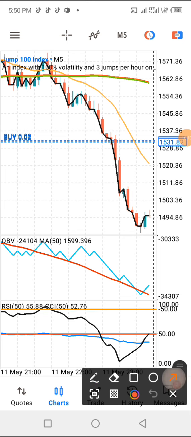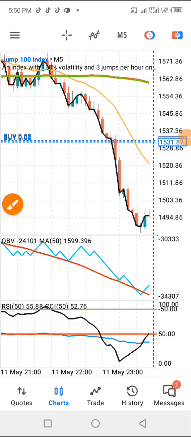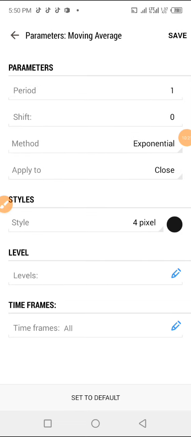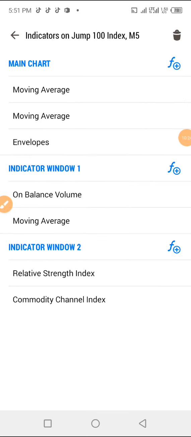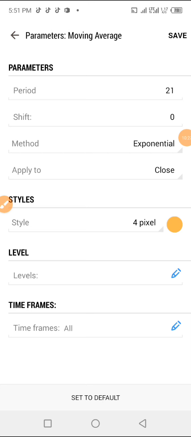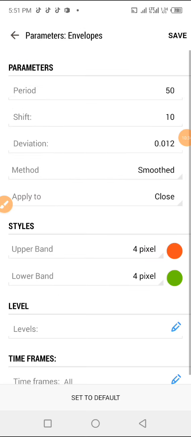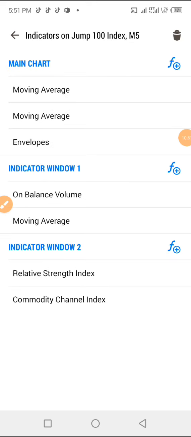Now to do the settings, you have to click on this icon here to take you to where the indicators are. So when you click on this icon, the first on the main chart we have moving average. The moving average period 1 exponential, that is it. Then the second one is moving average 21 exponential also, which is the brown color. You can use any color of your choice. Then the envelope has a period of 50, shift 10. Then the deviation is 0.012. Apply to smoothed. Then we have the upper and the lower band.